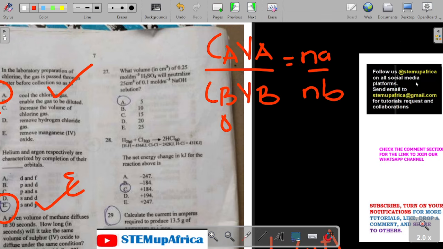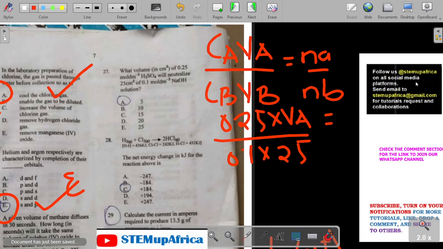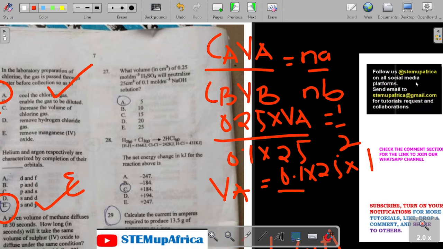So CA is 0.25 times VA, which is what I don't know, over CB, which is 0.1 times 25, equals 1/2. So my VA now will give me 0.1 times 25 times 1 divided by 0.25 times 2. If I multiply and divide, what will I have? 2.5 divided by 0.25, divided by 2. The answer is 5 cm cube.